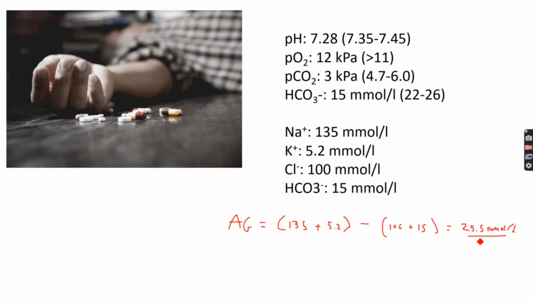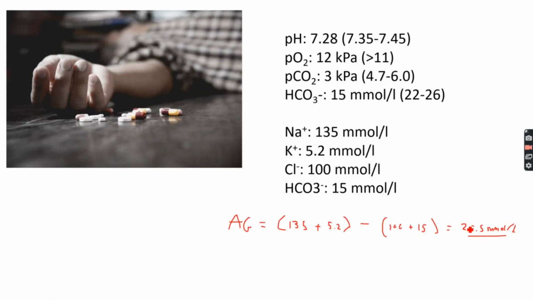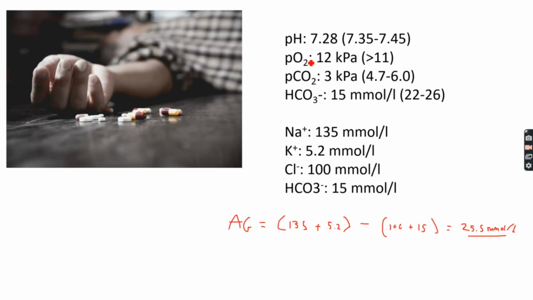Now this is outside of our normal range. Our normal range, the upper limit was 14. So this patient has a raised anion gap acidosis. So this patient has actually overdosed on aspirin, which is a salicylic acid. This is what is causing the high anion gap metabolic acidosis in this patient.